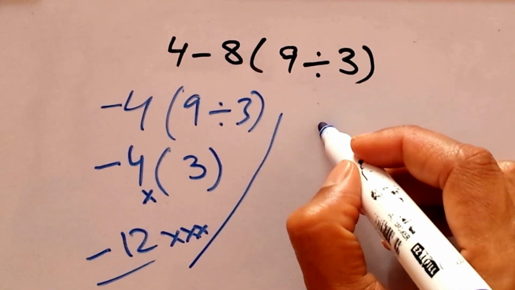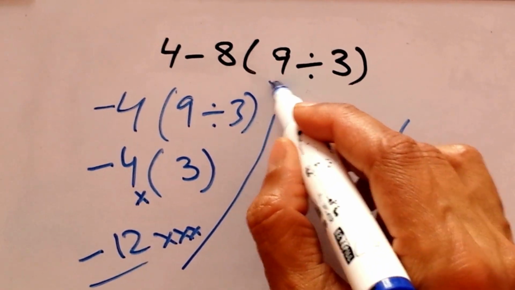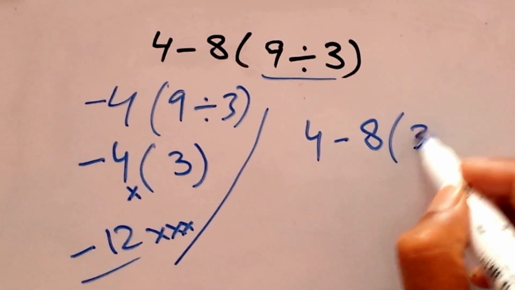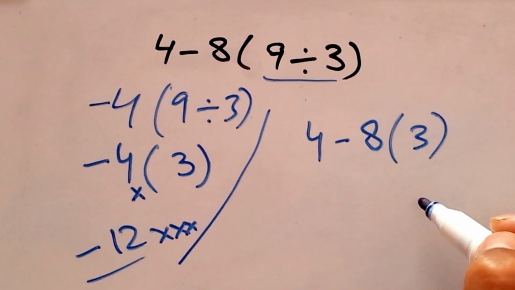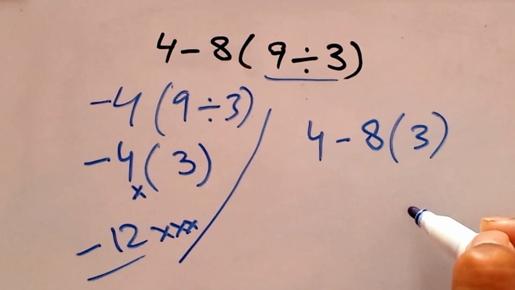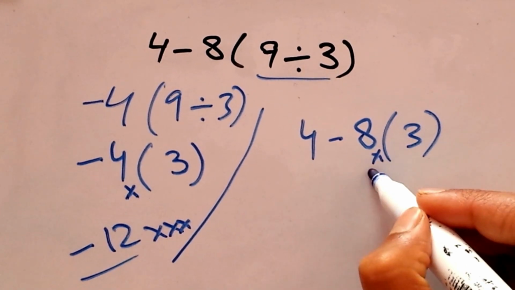So 4 minus 8, okay, so parentheses first. 9 divided by 3 equals 3, right? So now the expression becomes 4 minus 8 and times 3. So here is a hidden multiply. So multiply first.